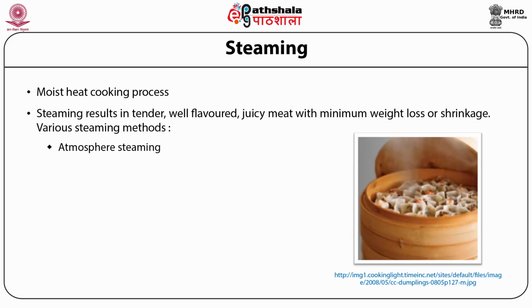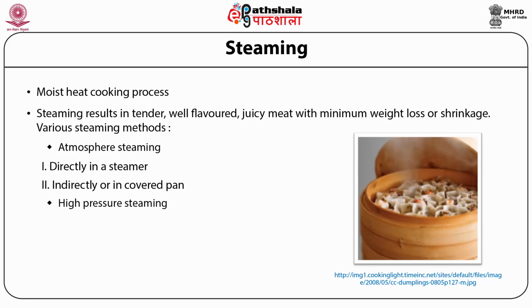In atmosphere steaming, meat is cooked directly or indirectly with steam in the following ways. Directly in a steamer: steam is generated within the steaming chamber and is fed into the chambers from a separate boiler. Indirectly or in a covered pan: sealed containers of food are placed in a deep pan of boiling water. Perforated trays or vessels can be used, but this method requires pans or containers with tight fitting lids to contain steam. High pressure steaming is used for ultra quick cooking, mainly for vegetables and processed meat products.